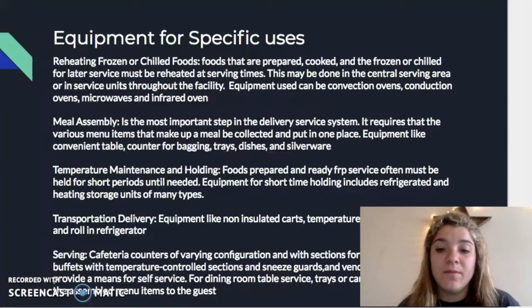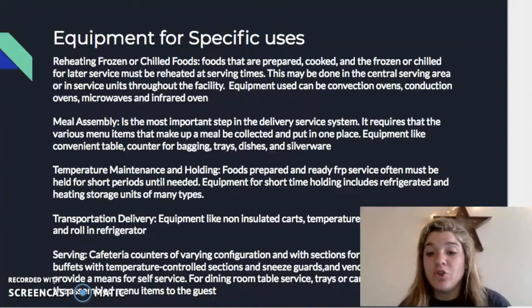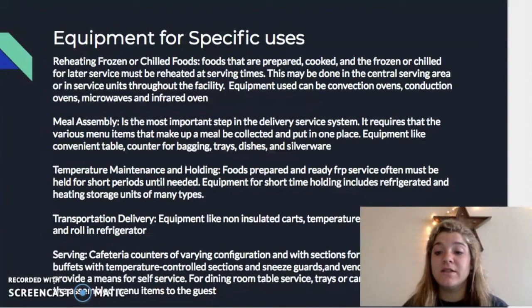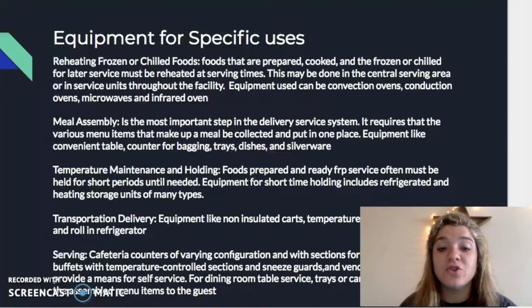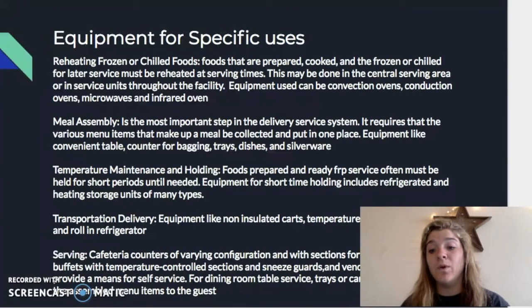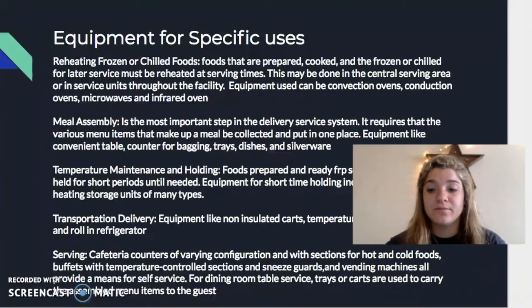Temperature maintenance, holding. Food prepared and ready for service often must be held for short periods of time while also being transported from trucks to the main site that it's supposed to get to. Things that may be on the truck may be refrigerators, or even heating storage units of many types. And then once it gets off the truck or wherever it needs to go, it will be put back into these things on the main site.